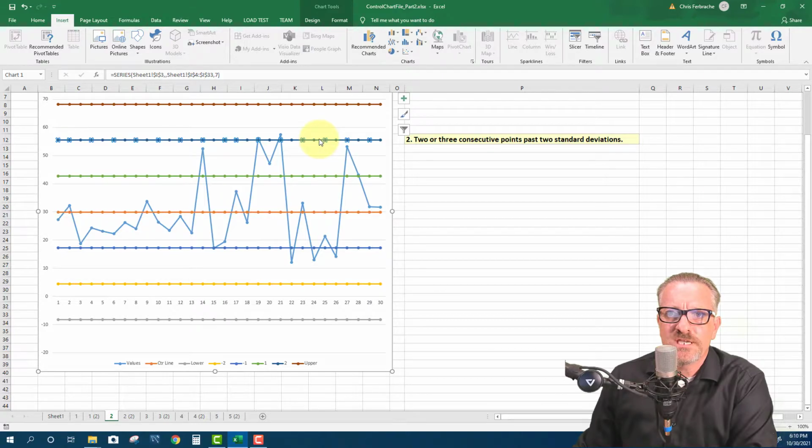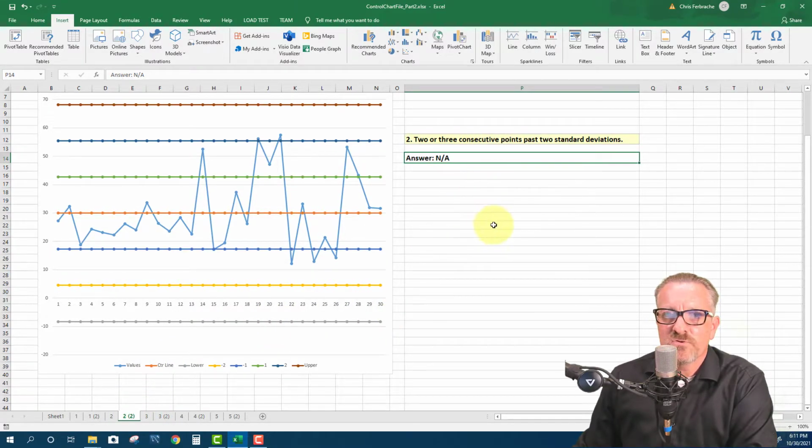This is 2 standard deviations past the control line right here, and this is 2 standard deviations down below, this orange one, below the control line. And so we don't have any points that are past the lower. And for the upper, all that we have is, let's see, one point that's maybe slightly above it, and then another one that's slightly above it. It says 2 or 3 consecutive points past 2 standard deviations. So we do have 2 points, but they're not consecutive because this one is below. So for this one, this rule doesn't apply as well. So it's still an in-control process.